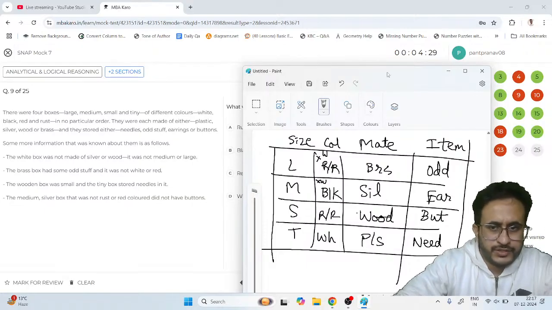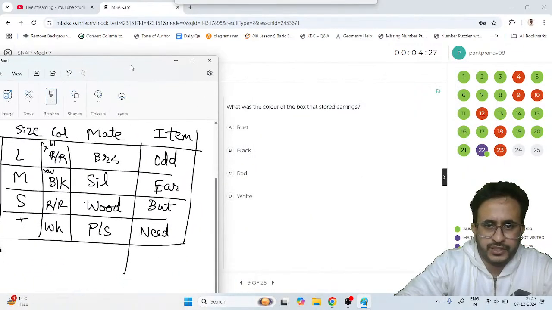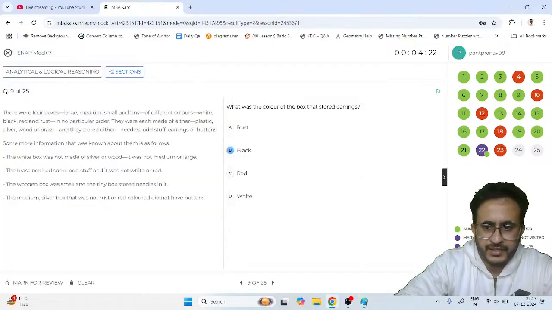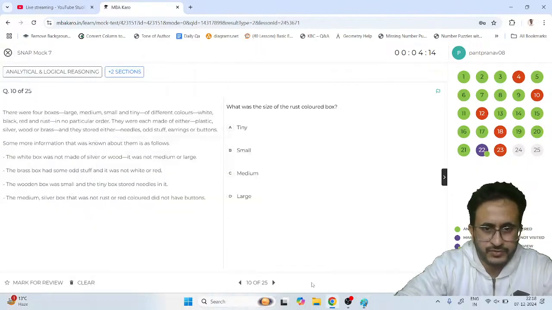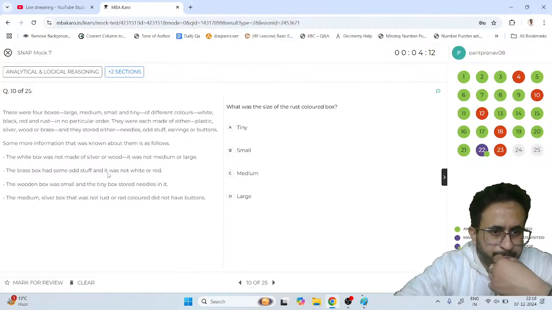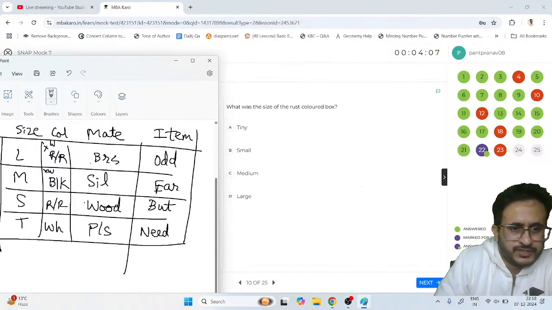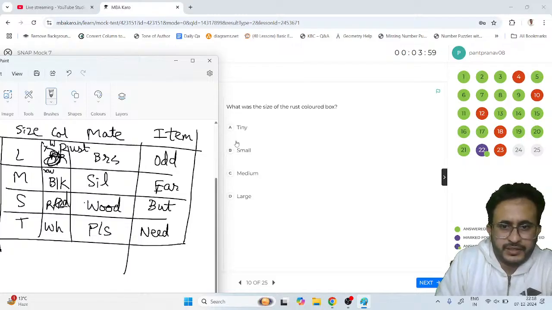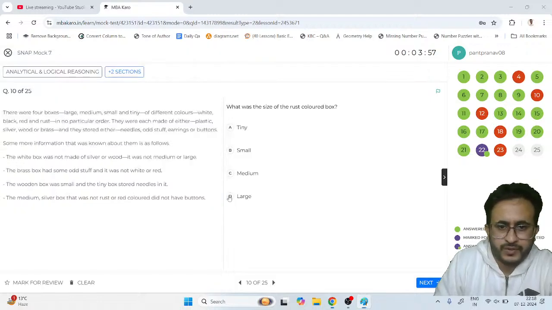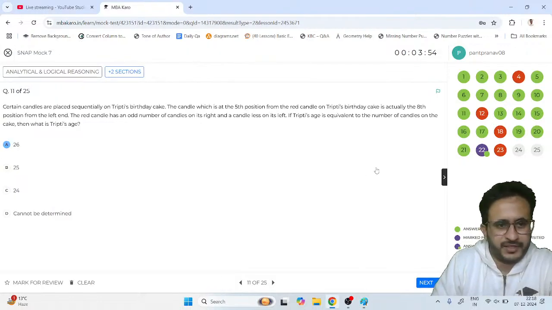All right, so let's see the questions. What was the color of the box that stored earrings? Earrings is black color. And then the next question is size of the rust colored box. It has to be large or small. Brass box was not white or red, so brass box is not red, so this will be rust. This is red. Rust color box is large. So this is done. I think this was a question from NMAT official mock also.